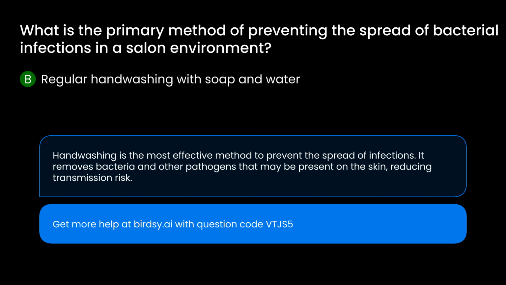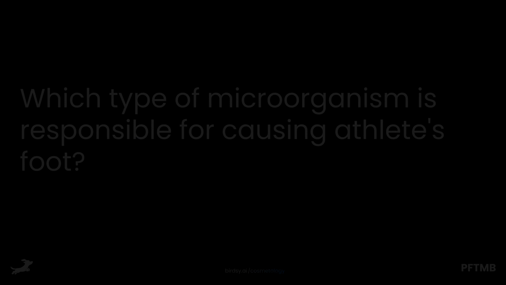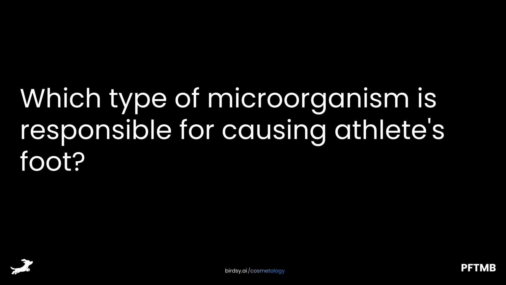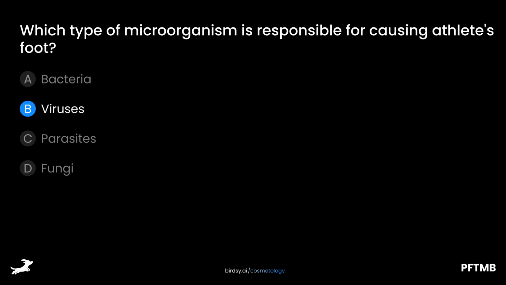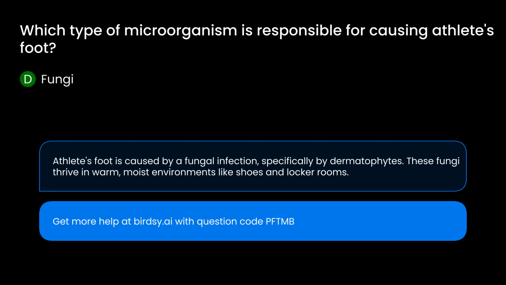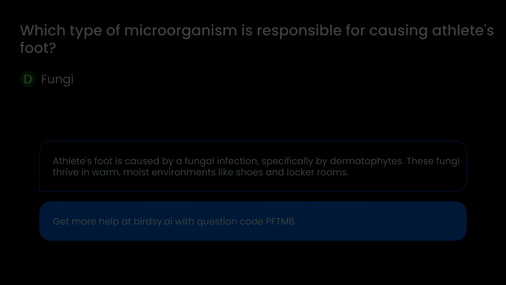Hand washing is the most effective method to prevent the spread of infections. It removes bacteria and other pathogens that may be present on the skin, reducing transmission risk. Which type of microorganism is responsible for causing athlete's foot? Is it A, bacteria, B, virus, C, parasite, or D, fungi? The answer is D, fungi. Athlete's foot is caused by a fungal infection, specifically by dermatophytes. These fungi thrive in warm, moist environments like shoes and locker rooms.